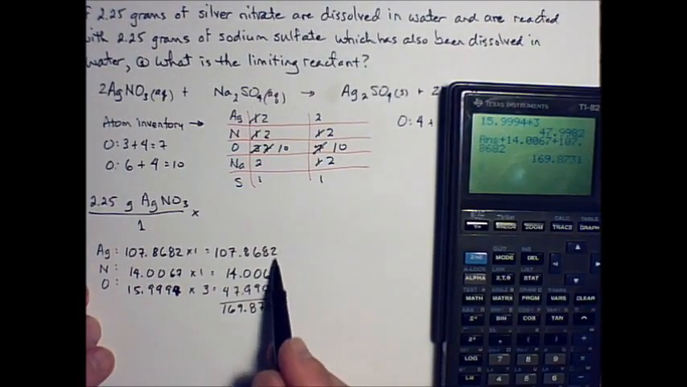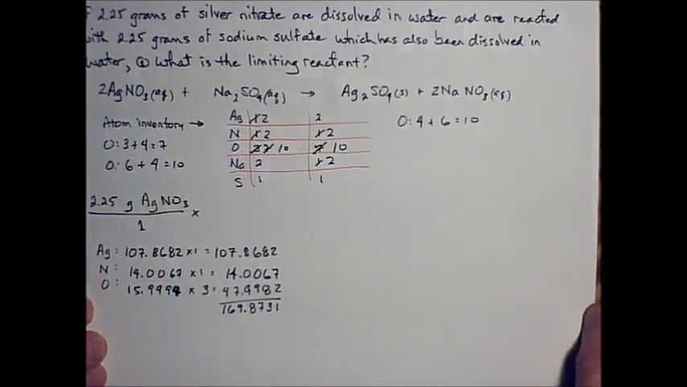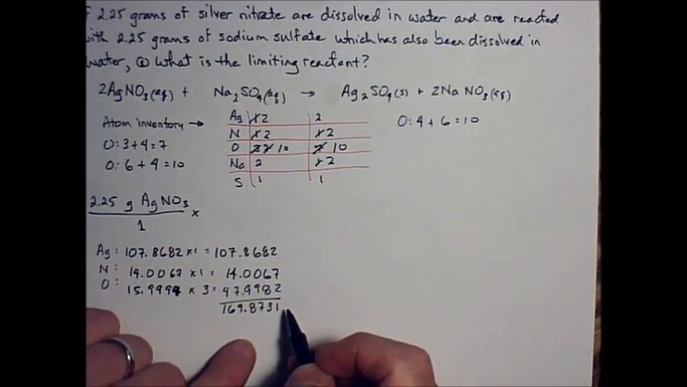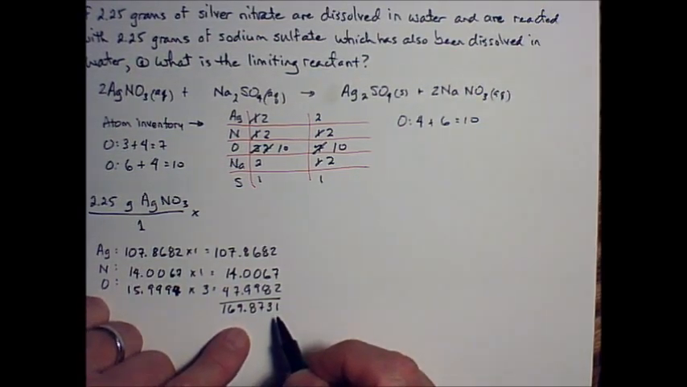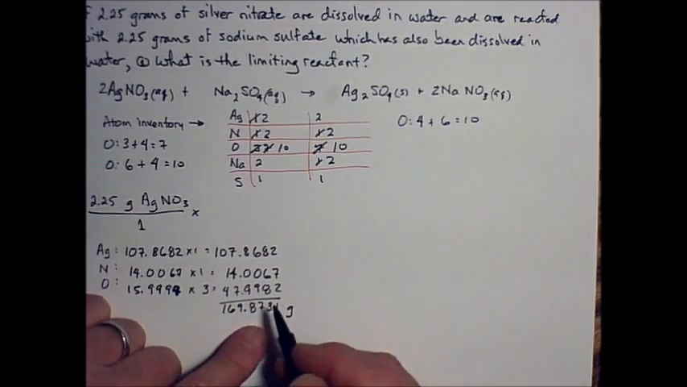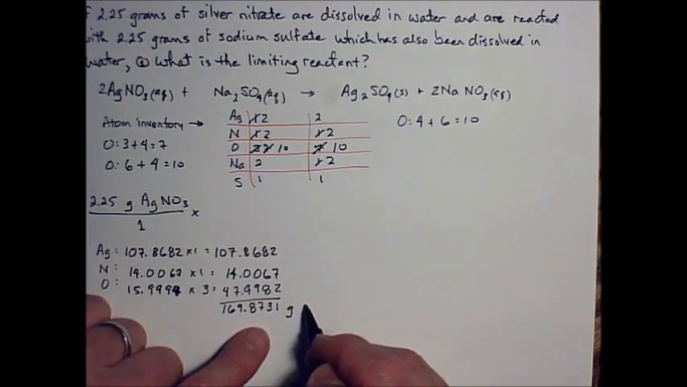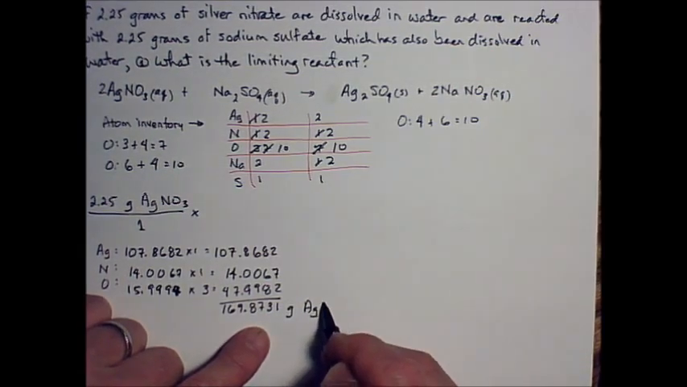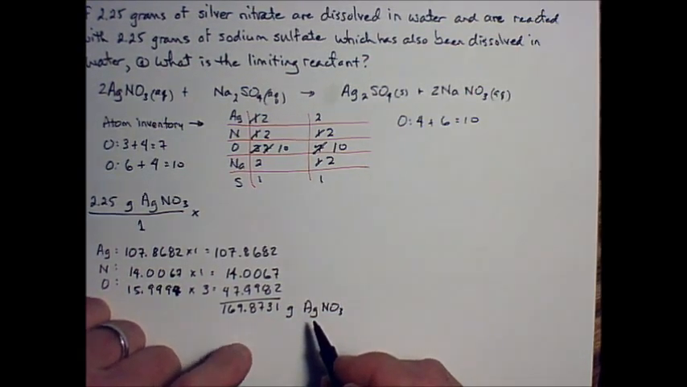Now, remember that if there were any empty slots over here to the right, we'd have to round off. But in this case, there are no empty slots, so we don't have to round off. Okay? So, by definition, molar mass is the sum of all the atomic masses of all the elements in a formula in units of grams. But in this class, I've taught you we want to go a little further than that and say this is grams of silver nitrate. And since we said in the very beginning of the unit this is equal to 1 mole, I want you to write that every time.